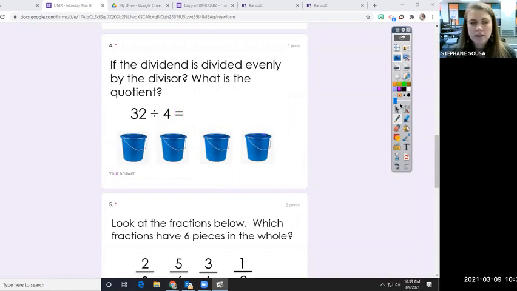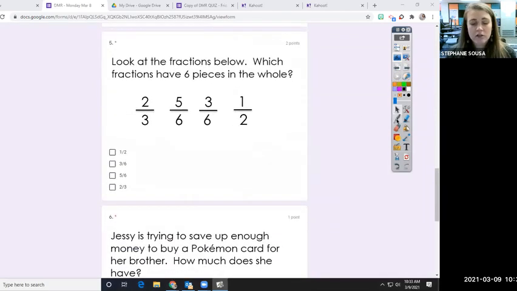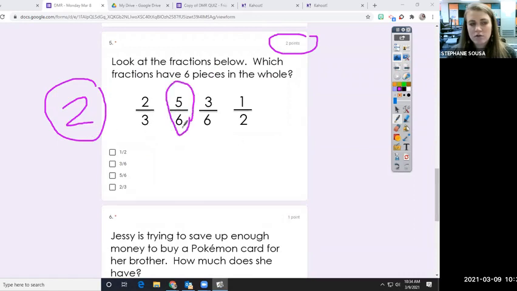Okay, let's take a look at question 5. Look at the fractions below. Which fractions have 6 pieces in the whole? Notice this says it is worth 2 points. That tells you should have selected 2 answers. Which ones have 6 pieces in the whole? 5/6, the denominator of 6. 3/6 with a denominator of 6. So your correct answers are 3/6 and 5/6. Denominator is 6. That tells you have 6 parts in the whole thing. Questions on that one?